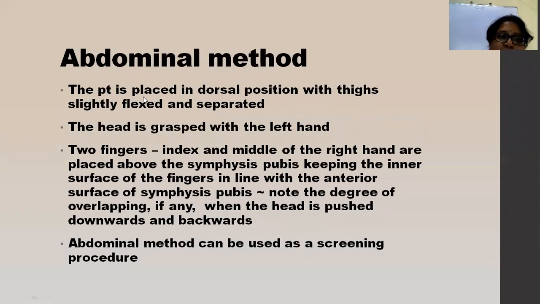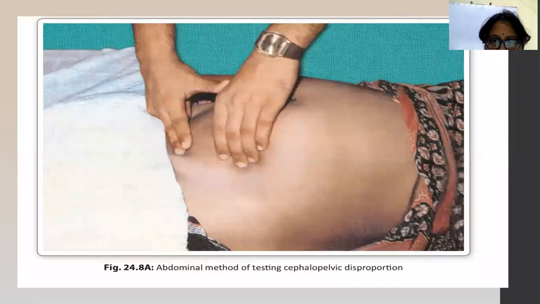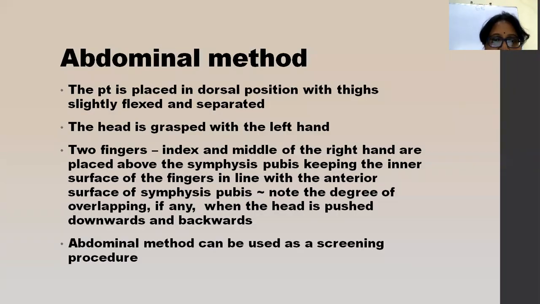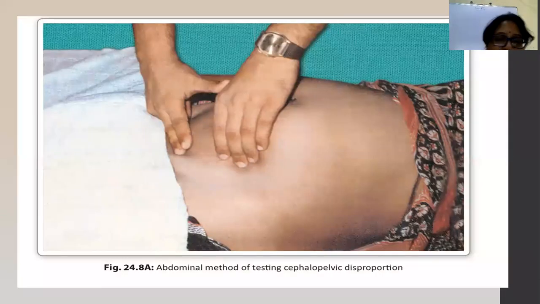So in the abdominal method, you have to ask the patient to empty her bladder, lie down in dorsal position with the thighs slightly flexed and separated, and you have to explain to her what you are doing. You have to take consent from her, and now you have to grasp the head of the baby with your left hand, like this. Two fingers, the index and the middle finger of the right hand, are placed above the symphysis pubis.